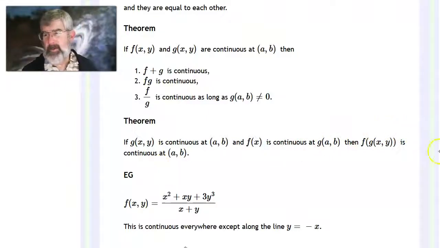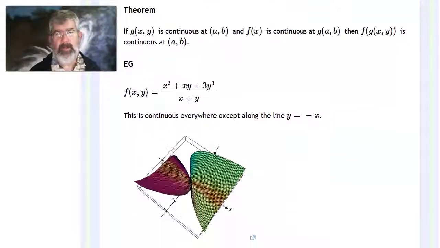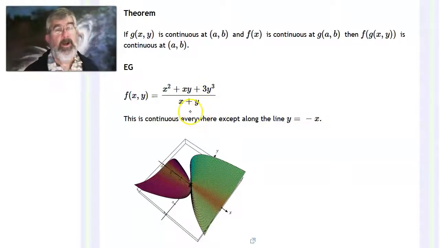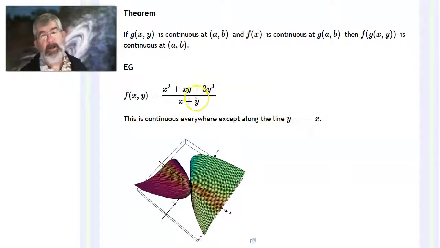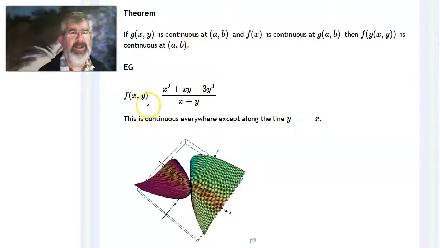Now, I want to show you a couple of examples. First example here is f of x, y equals x squared plus xy plus 3y cubed over x plus y. In the video where I'm talking about limits, I actually calculate the limit of this as (x, y) goes to (1, 4). And I essentially do it by just plugging in the 1 and 4. Well, I can do that because this is a continuous function at (1, 4).